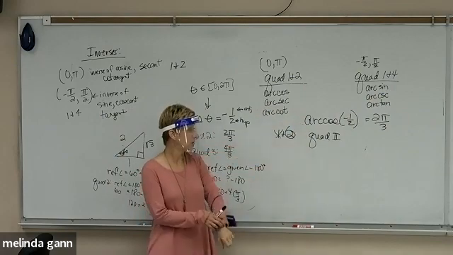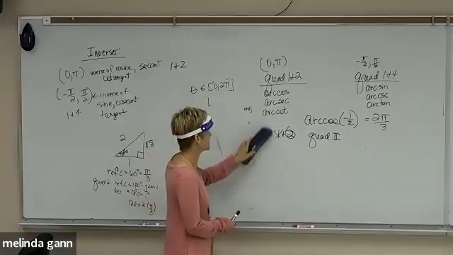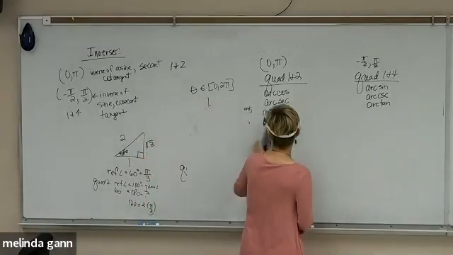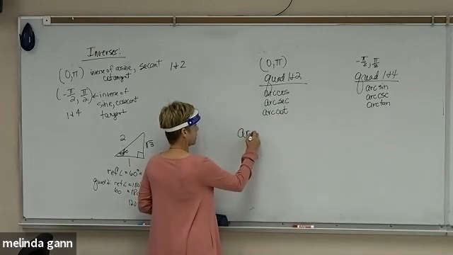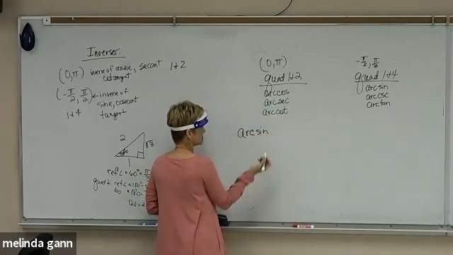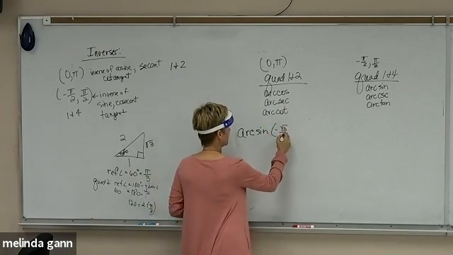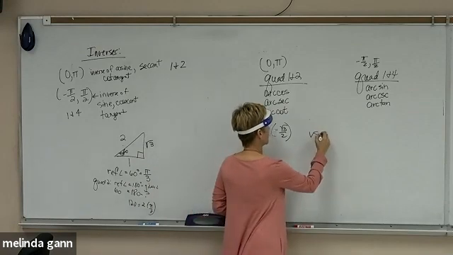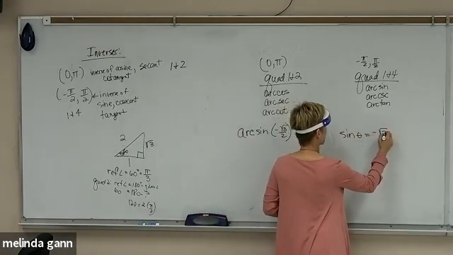Now, let me show you one more, and this is the one that bothers people the most, but it's actually the easiest. Arc sine of a negative square root of 3 over 2, versus the sine of theta is a negative square root of 3 over 2.